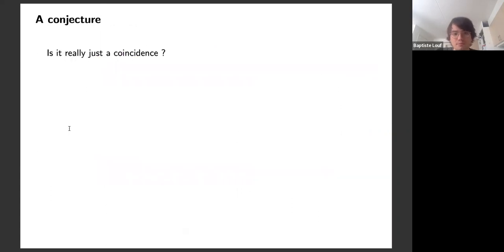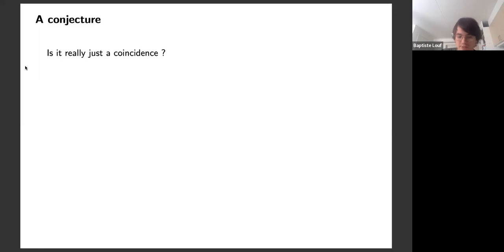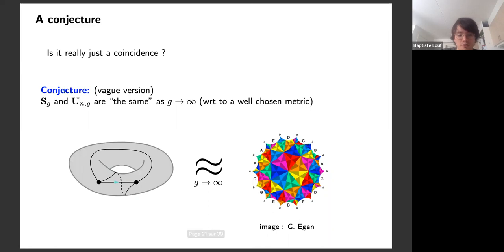So the question is, is this just a coincidence? And well, I want to bet that there is something behind that, that this is not only a coincidence. And so yeah, we made this conjecture. I'm going to state it in a very vague version. We conjectured that this hyperbolic surface SG and its unicellular map UNG are the same in some sense as the genus goes to infinity. Of course, you have to prescribe a well-chosen metric and say that there's a coupling, and so on.